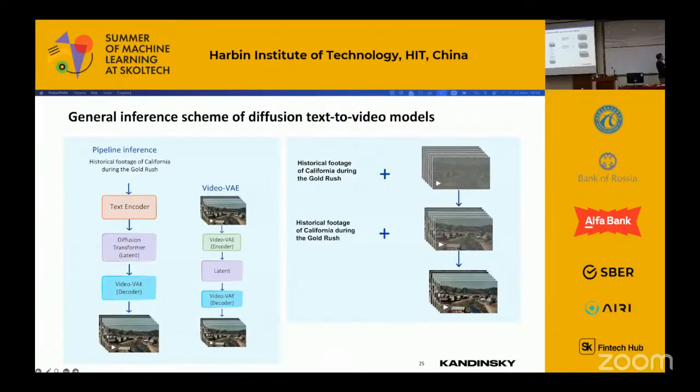You have your text prompt, and you pass it through the text encoder. It could be, for example, just an LLM, it doesn't matter. Some neural network that's modeling the text, modeling the language, and can give you embeddings of your textual prompts.